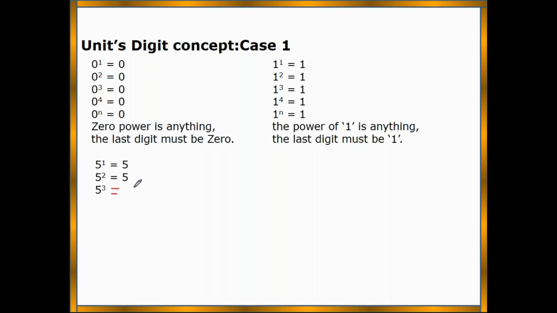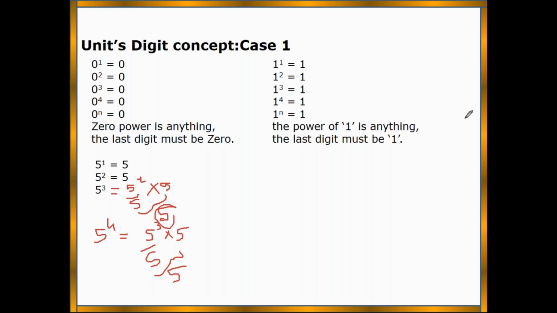5 power 3: if you don't know the value, 125, it can be written as 5 power 2 into 5. We know already 5 power 2 ends with 5, so 5 into 5 is 25. 25 is not the value of 5 power 3, but 5 power 3 ends with 5. Similarly, 5 power 4 is equal to 5 power 3 into 5. 5 power 3 ends with what? 5 only. So 5 into 5, 25, means 5.